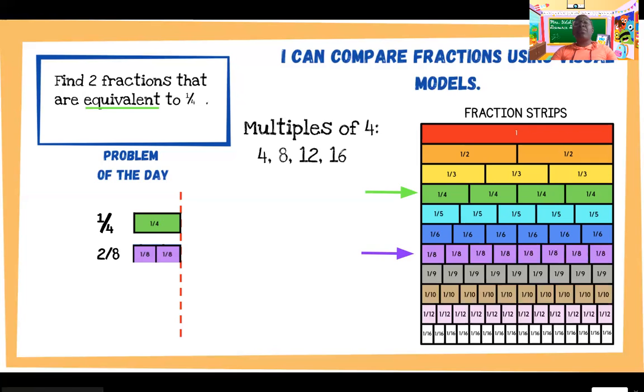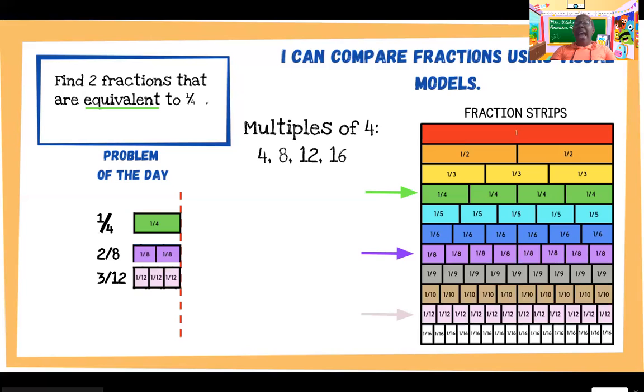Well, what was our next multiple of 4? That's right, it was 12. So that tells us that the denominator of our next fraction will be 12. Which fraction strip should we use? That's right, we're going to use the 12 pieces. And we need to figure out how many of them we need in order to get a bar that is the exact same length as our 1/4 and our 2/8. Let's count. 1/12, 2/12, 3/12. This tells us that 3/12 is equivalent to 1/4 and 2/8.